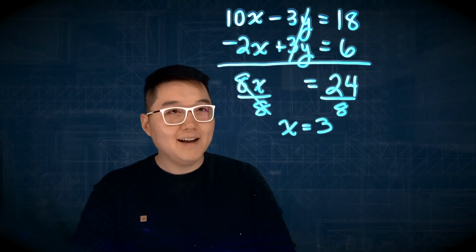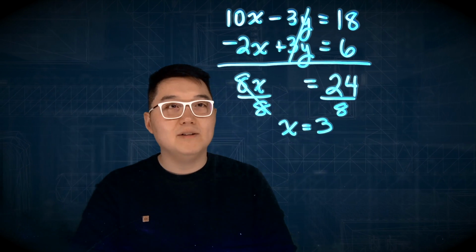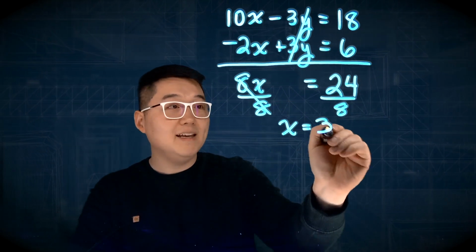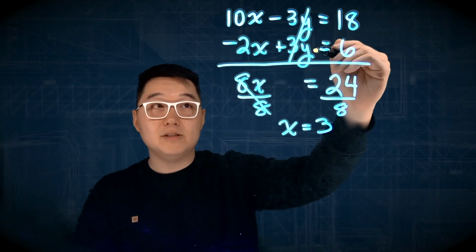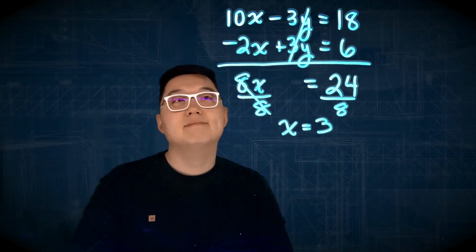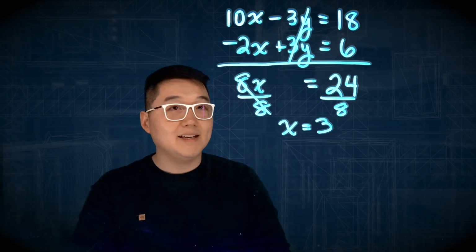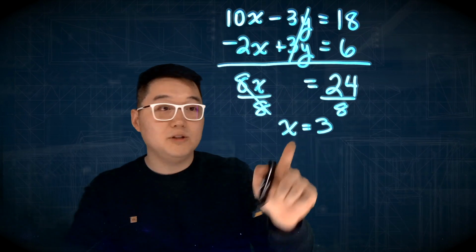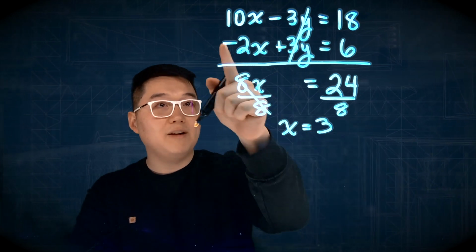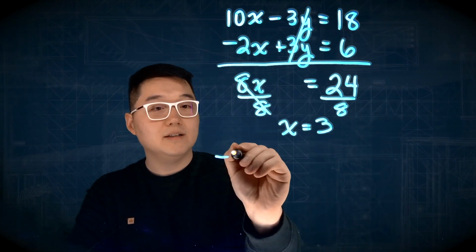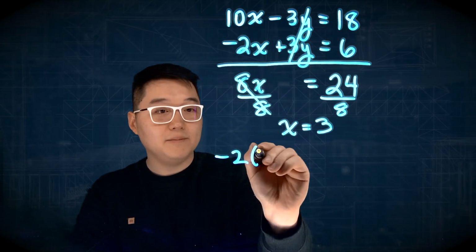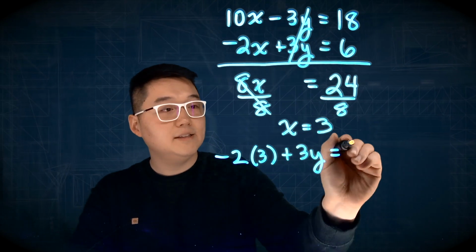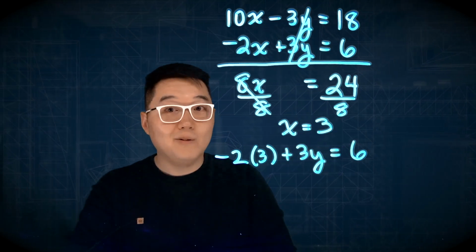But what about y? What can y be? Well, now that we know x equals 3, we can actually plug that back in to one of these two equations to figure out y. For this problem, let's go ahead and plug it into the second equation. So if I plug it into the second equation, knowing that x equals 3, negative 2 times 3 plus 3y equals 6. Then we just got to solve for y.